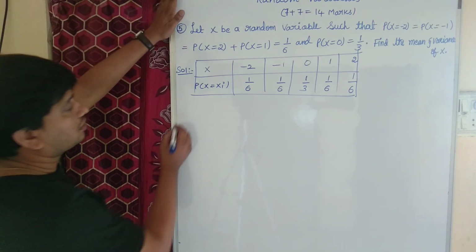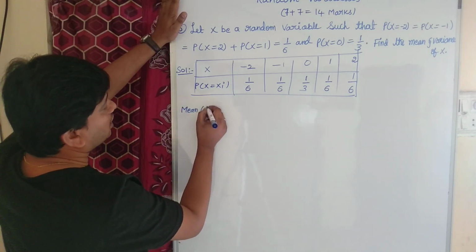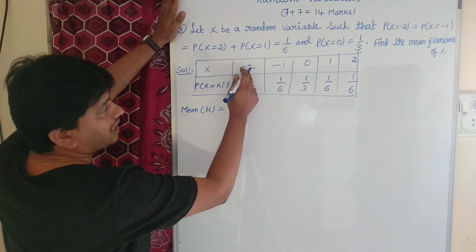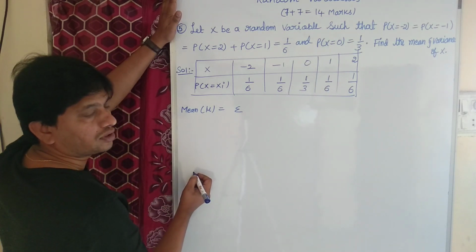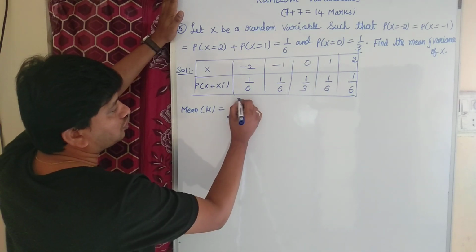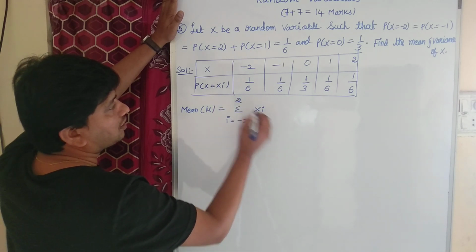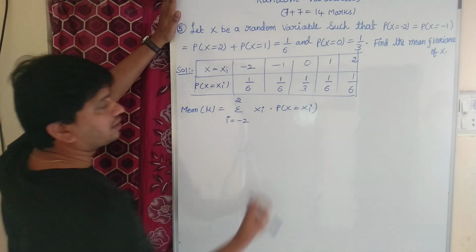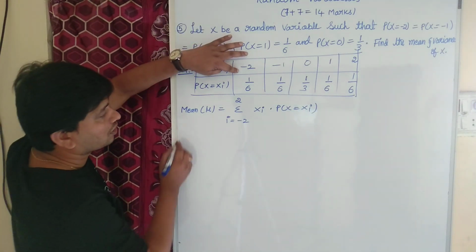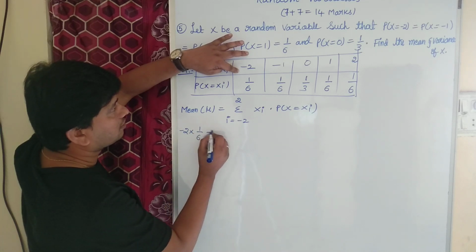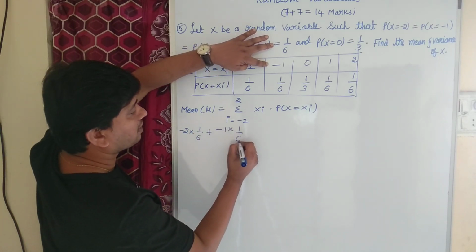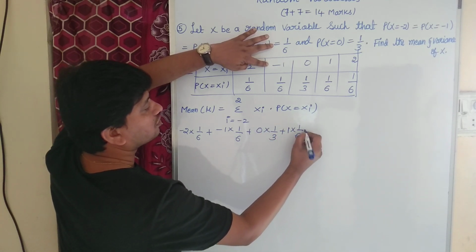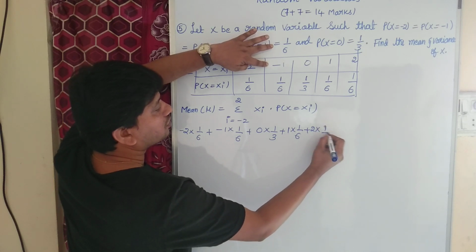Okay, how to find the mean? Mean, that is mu equal to sigma xi into p of x equal to xi, where i ranges from minus 2 to 2. Now minus 2 into 1 by 6 plus minus 1 into 1 by 6 plus 0 into 1 by 3 plus 1 into 1 by 6 plus 2 into 1 by 6.